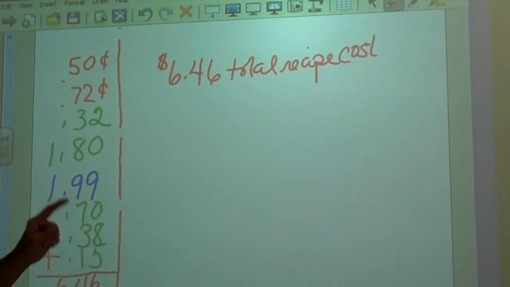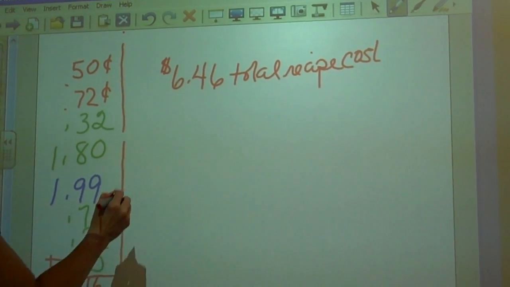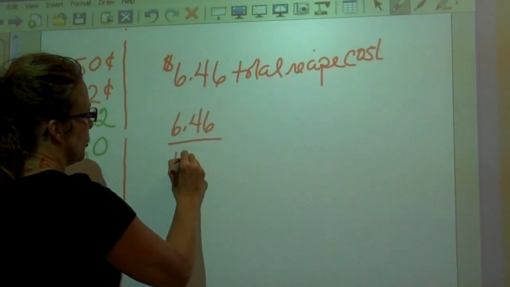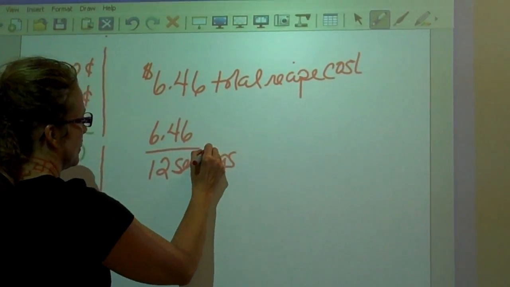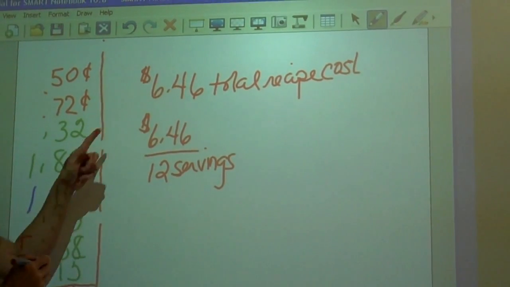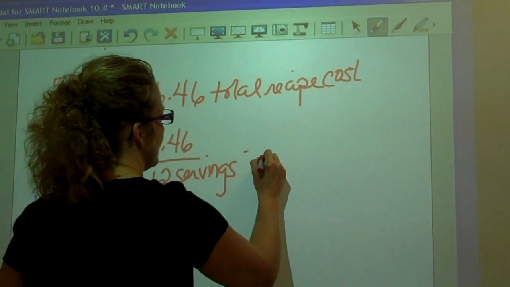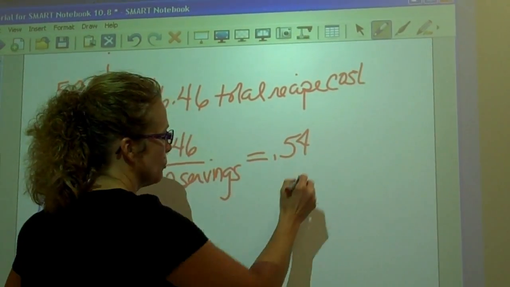Now, we know from the previous slide that there are 12 servings. So $6.46 divided by 12 servings will give us cost, money, per serving. And the answer to that is 54 cents. Okay, per serving.